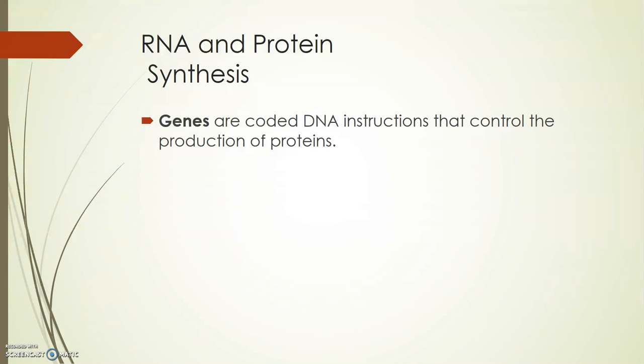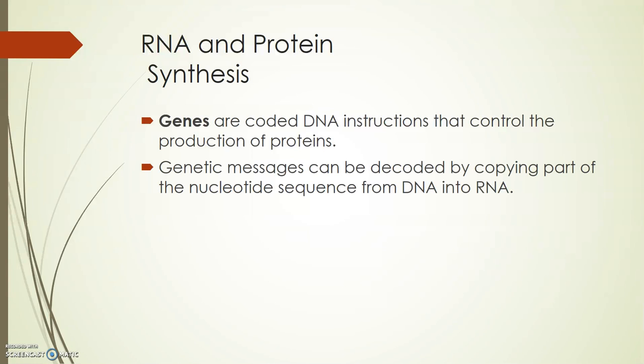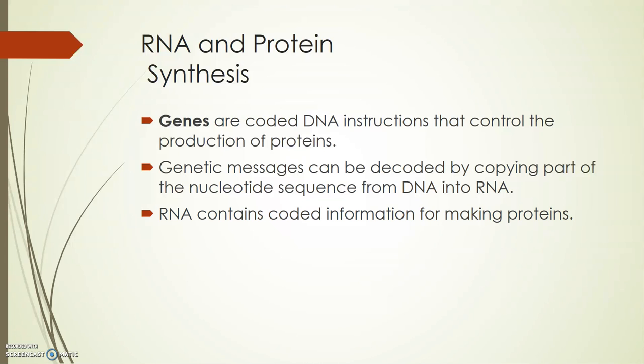As we established earlier, genes are the coding sections of DNA that control the production of proteins. We are made up of about 22,000 genes, and it's these variations of genes in our DNA and ultimately the proteins that are made that make us all unique. These genetic messages can be decoded by copying part of the nucleotide sequence from DNA to RNA. As a result of this copying process, RNA also contains coded information for making proteins.